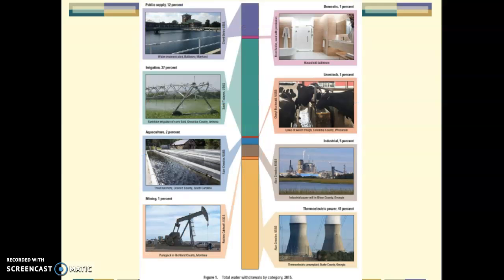And this overview slide just kind of breaks those users out into different groups. It shows you the big users again. Irrigation here, that's a consumptive use. Public supply is a consumptive use. And then thermoelectric, generally not a consumptive use.